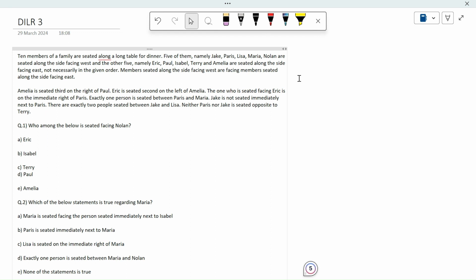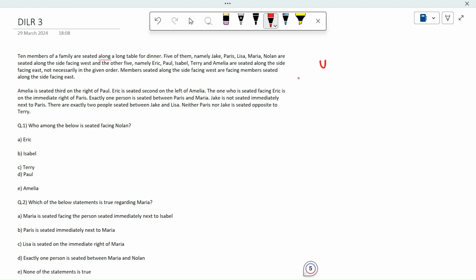Ten members of the family are seated along a long table for a dinner. Five of them are seated along the side facing west, and the other five are seated facing east, not necessarily in the given order.